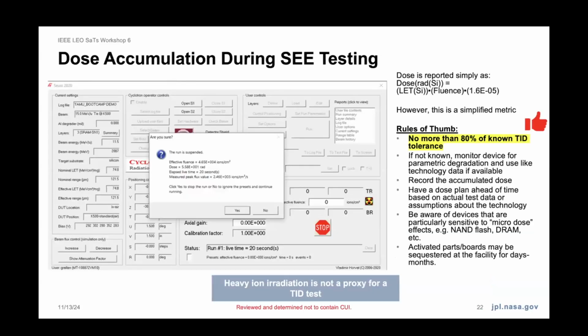Real briefly, in terms of dose, we look at dose from two perspectives when performing heavy ion testing in particular. One, we don't want to overdose a part as it can influence our results. And so you don't want to put more than 80% of your known TID tolerance on the part. TID at the facility is simply calculated by that formula there, LET times fluence times a 1.6E-5 correction factor. And so we don't want to overdose the part. At the same time, we should not use heavy ion testing as a proxy for a TID test. And that has to do with the charge yield problem. There are some slides on that at the end of the presentation that I'm not going to go through, but are here for reference due to time.